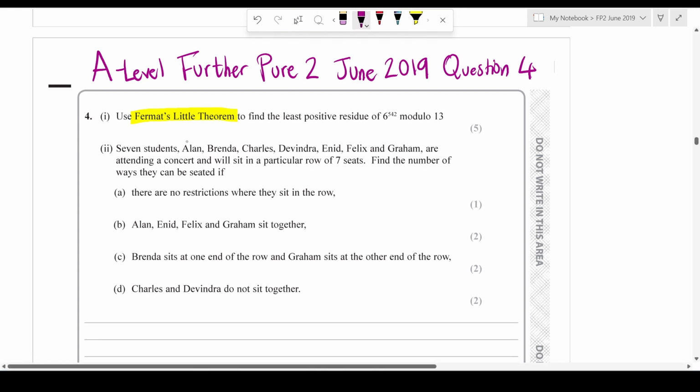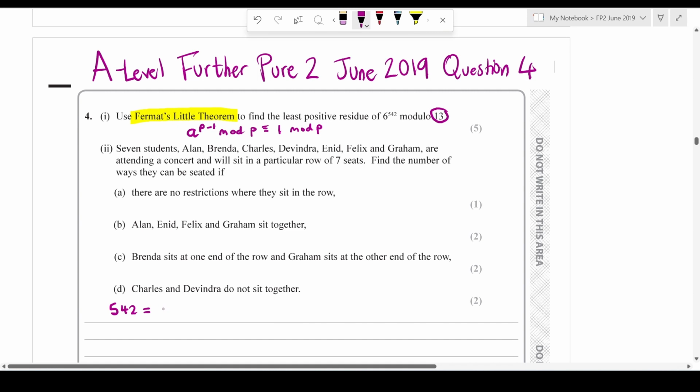The way that I remember it, and I think it's in the textbook as well, is that if we've got a to the p minus 1, where p is a prime number, and we're taking that mod p, then this is congruent to 1 mod p. In this case, we're looking at modulo 13, so let's see if we can write 542 as a product.